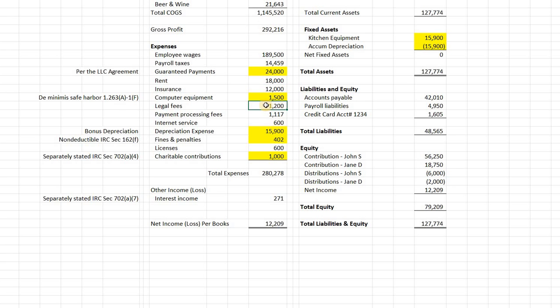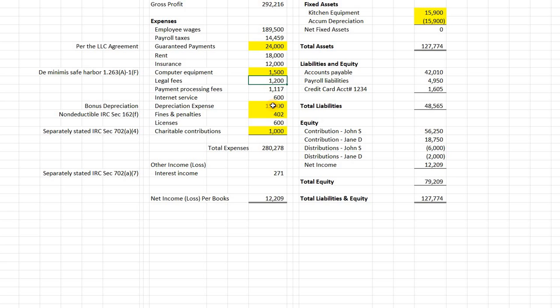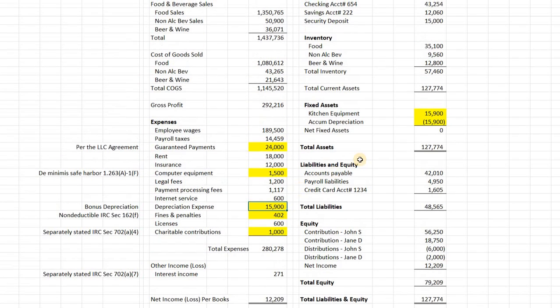Now, legal fees, $1,200, payment processing fees. And here we can see the depreciation expense. So if we look at our balance sheet, we did capitalize the improvements, the additions to the kitchen equipment. And the depreciation expense, we are going to be just writing off the whole thing as bonus. So that's why we've written off the entire value, and the entire depreciation expense number is reported here for book purposes, and we'll see this for tax purposes.